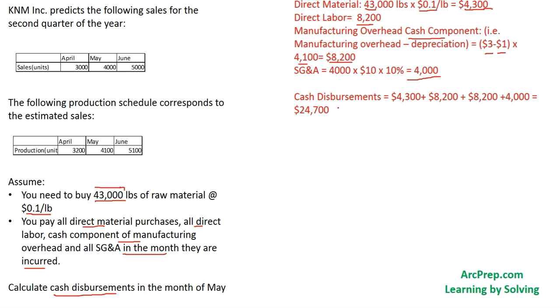And my total cash disbursements turn out to be my payments for direct material, payments for direct labor, cash payments for manufacturing overhead plus SG&A. And it turns out that I need to pay $24,700 in the month of May.